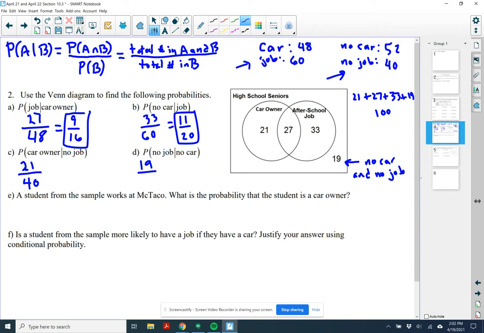In other words, my sample space has been restricted to just focusing on those that have no car, and that is 40. Nope, no car is 52. 33 plus the 19, we calculated it, right? No car is 52. 19 out of 52, that fraction does not reduce, so we are done right there.